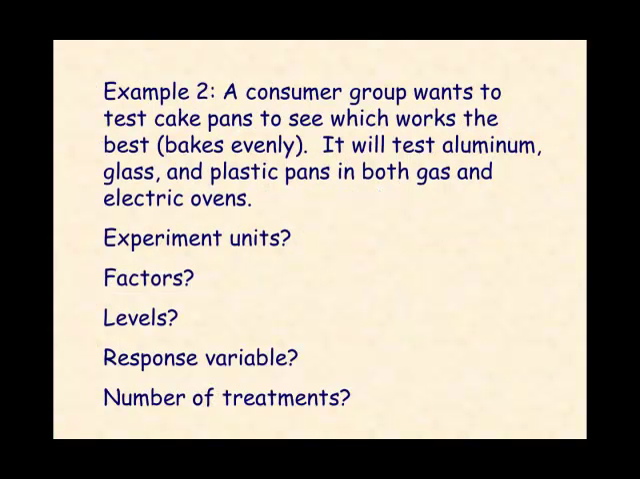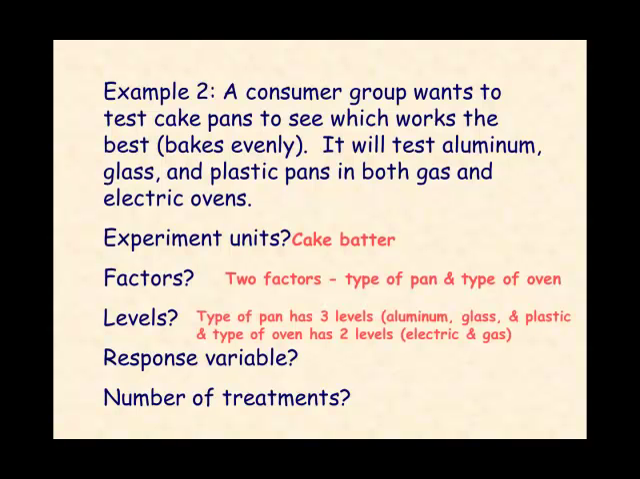Our second example, a consumer group wants to test cake pans to see which works the best, in other words, bakes evenly. It will test aluminum, glass, and plastic pans in both gas and electric ovens. Our experimental units are the cake batter. Our factors, we have 2. We have the type of pan and the type of oven. For our levels, the type of pan has 3 levels and the type of oven has 2 levels. The response variable, how evenly the cake bakes, and our number of treatments is 6.